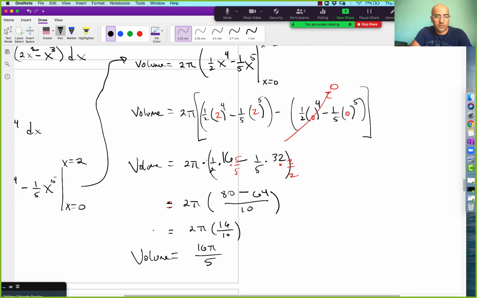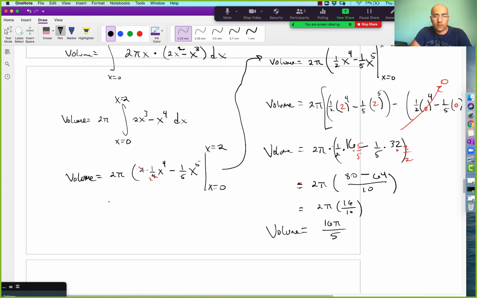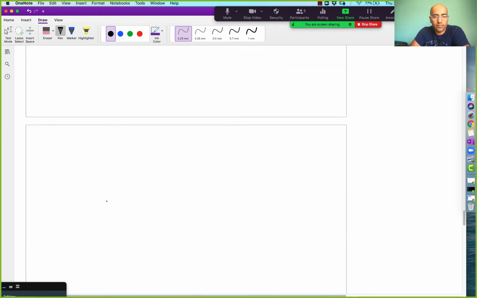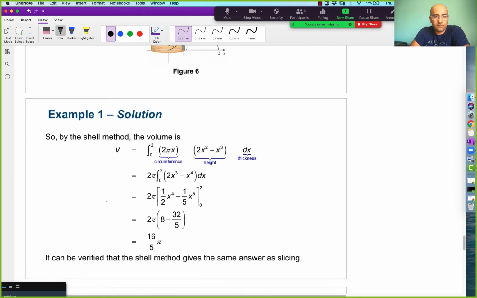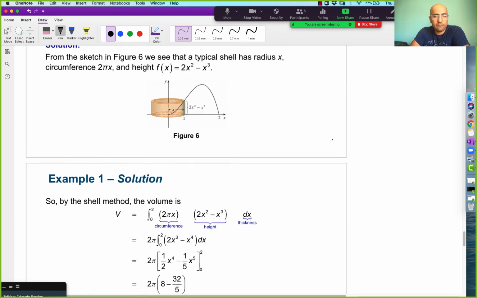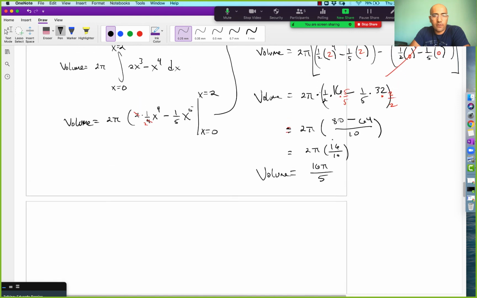Well, let's see what the author got. 16 pi over 5, same thing. And circumference and height, yep, looks good. Any questions then about what I did anywhere?